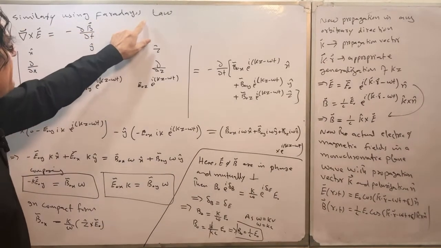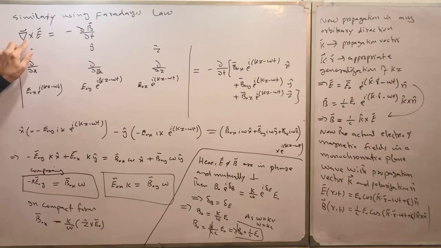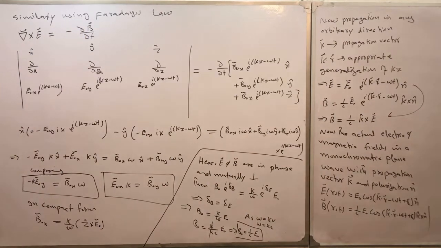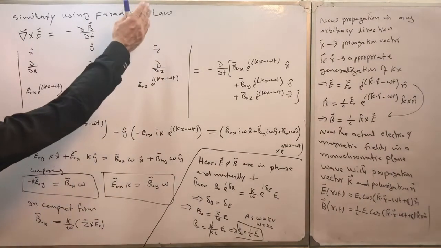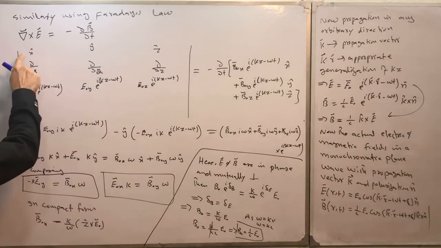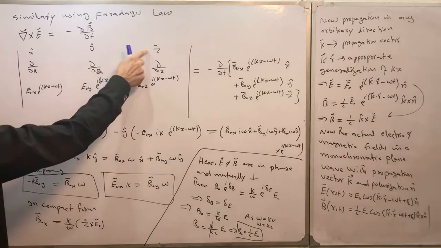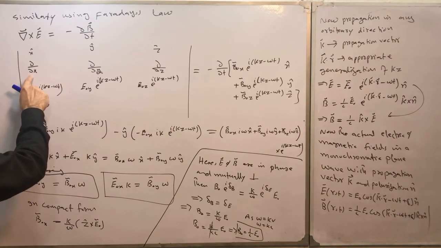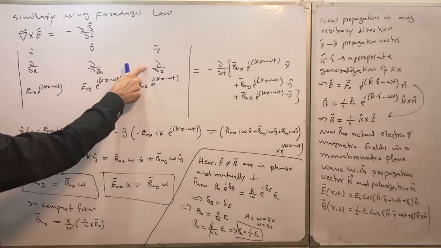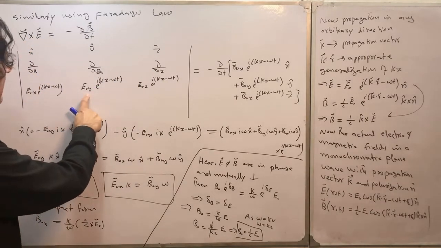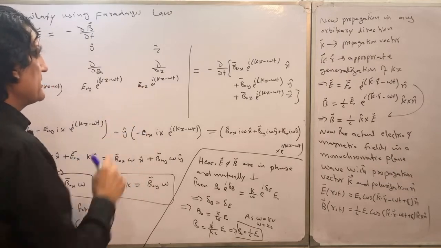Similarly, using Faraday's law, del cross E is equal to minus partial B divided by partial t. Then how to find del cross E? We know the method of determinant. We will write x, y, and z, the unit vectors, and del, partial divided by partial x, y, and z, and also the electric field, E naught x, E naught y, and E naught z.